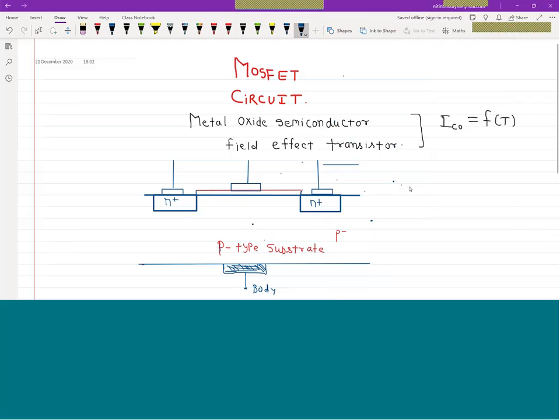We will discuss what MOSFET is and how many types of MOSFETs are available. So this is one enhancement type MOSFET.